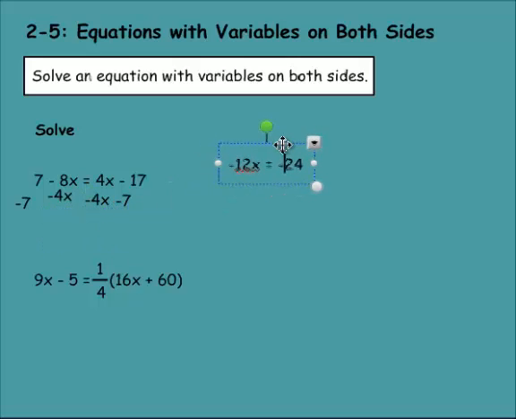Let's move that over here so I can solve it. Divide both sides by negative 12. That would give me a positive x equals 2 negatives. So that would give me positive 2 then too.